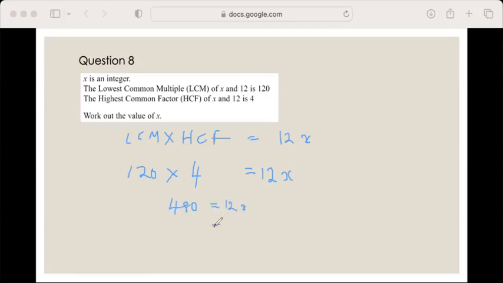So we take the 12 over here. So 480 divided by 12 is equal to x. So we can say 480 divided by 12 is 40. So x is 40 in that case. I hope you got the correct answer.